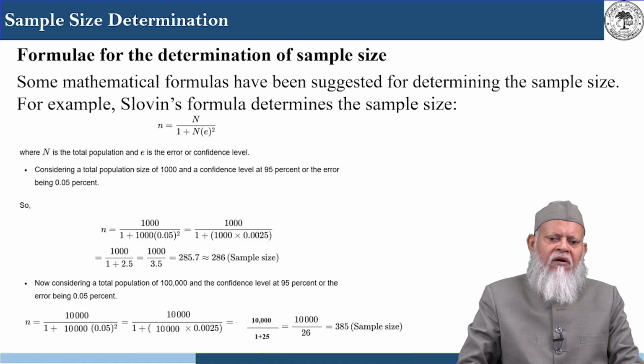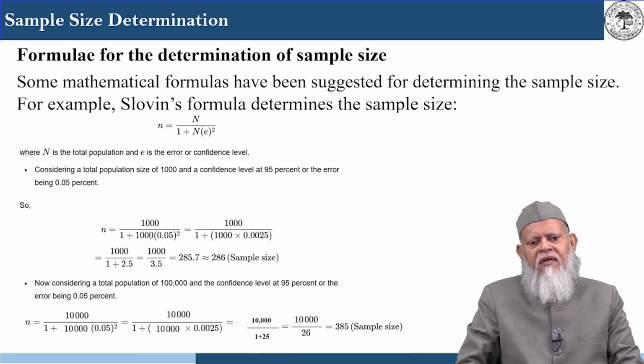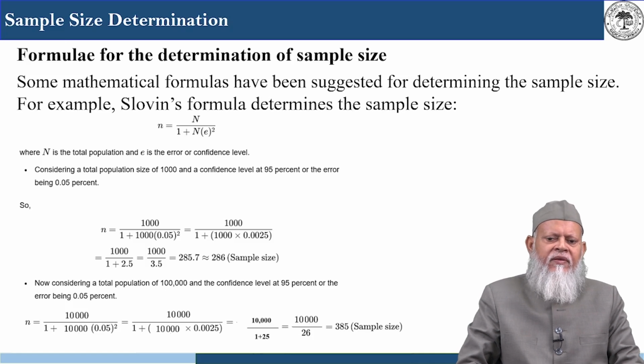Considering a total population of size 1000 and a confidence level of 95%, the error being 5%, we can put this in the formula here. What we find is that for a population of 1000, the sample needed is 286.